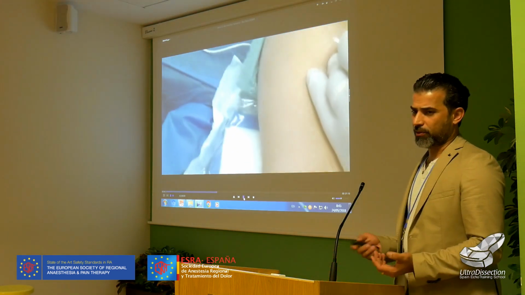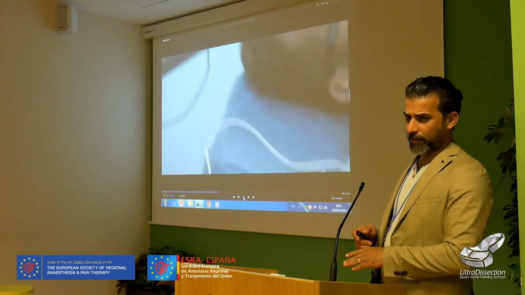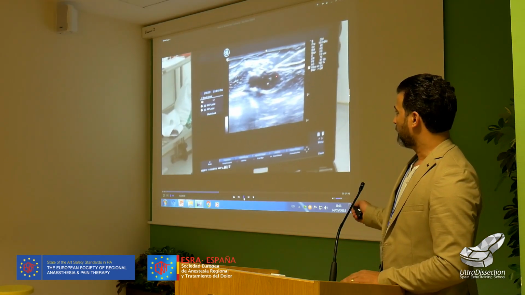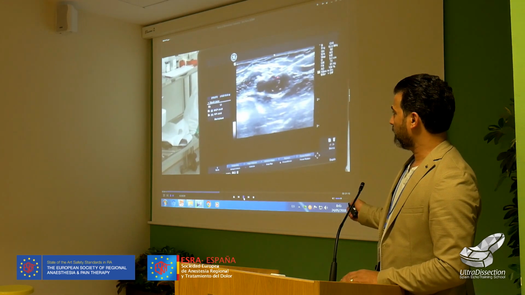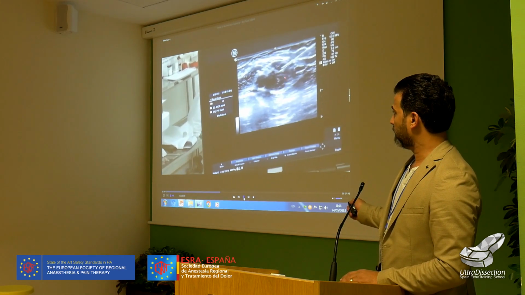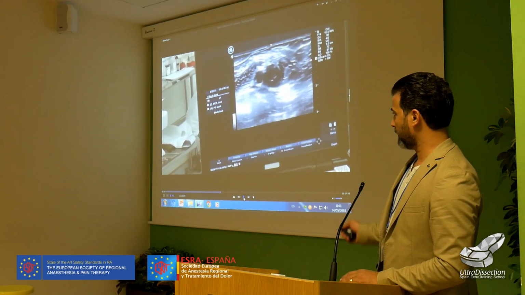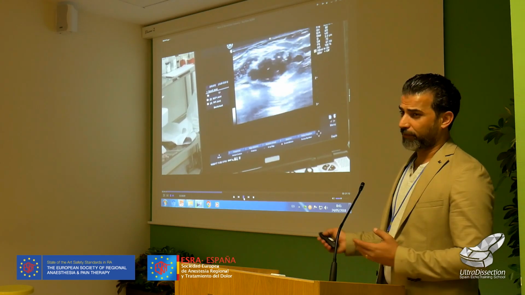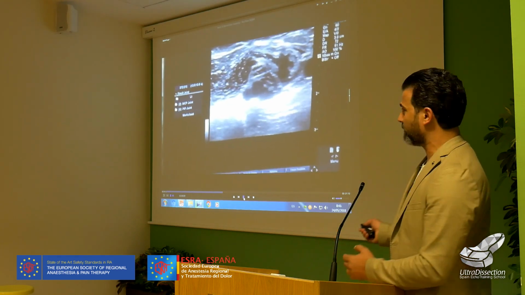So first I use normal saline for hydrodissection to separate the nerve. Now I am going through the nerve. This is the hydrodissection technique. It's painful, but I need to wait patiently. See the twitching there?